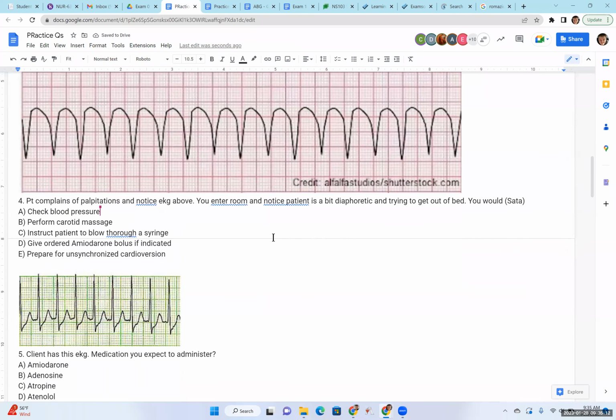That's VTAC, right? Where did Kelsey go? She went to look for a bed. All right. So what does that entail? Patient complains of palpitations, right? Palpitations are always just tachycardia, right? And notices the EKG above. You enter a room and notice patient is a bit diaphoretic and trying to get out of bed. This is the one I gave you. All right. I changed this answer right here because it was dubious.